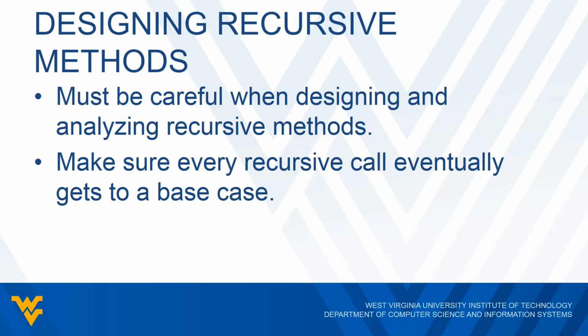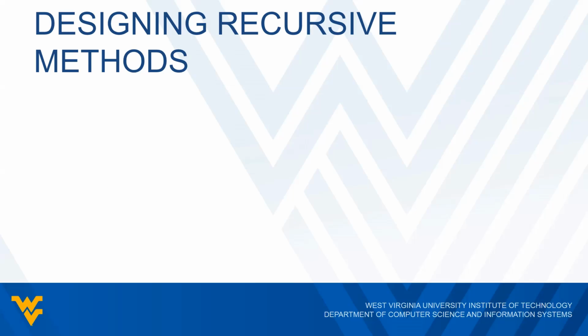We're going to get abnormal terminations. Programs are going to crash. All sorts of bad stuff happens. So we do have to make sure that whenever we design these recursive methods that we do eventually get to that base case. If we want to design a recursive method, there are several things that we have to do.